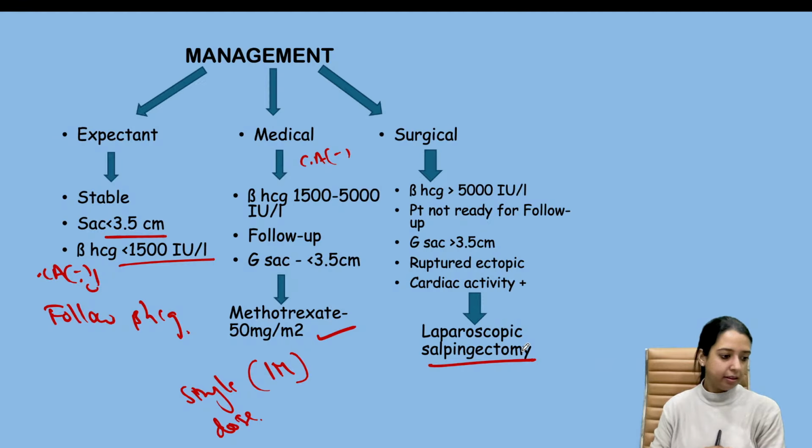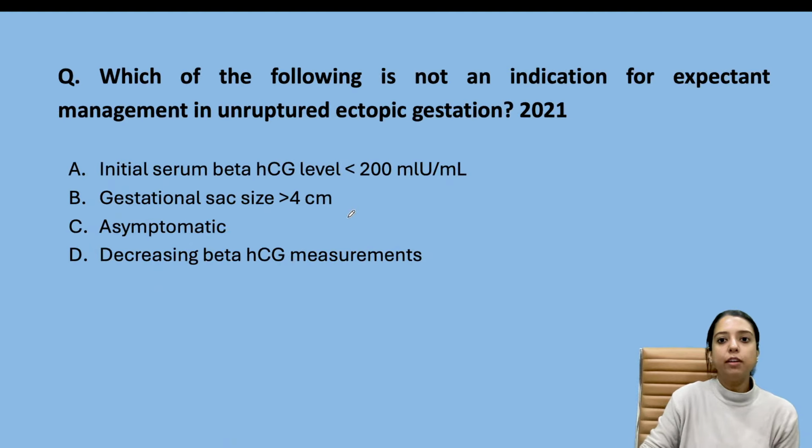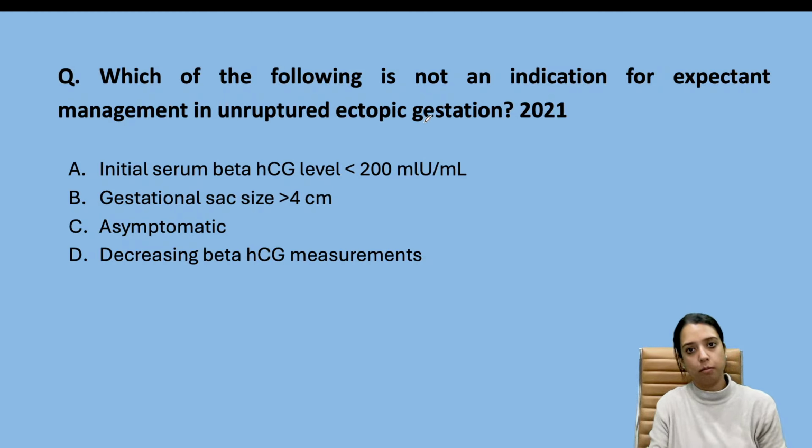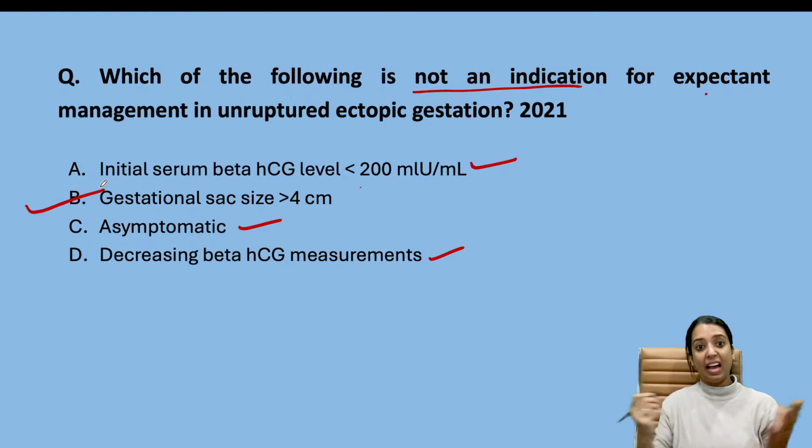The sac means the gestational sac seen in the adnexa. The G sac they are talking about. Which of the following is not an indication for expectant management in unruptured ectopic? Not an indication for expectant means you will not do expectant. Beta HCG less than 200, very less, I'll do expectant. Asymptomatic, yes. Decreasing HCG, very good thing. But sac size is more than 4. Oh, big sac size. I can't do expectant. So this is our answer.